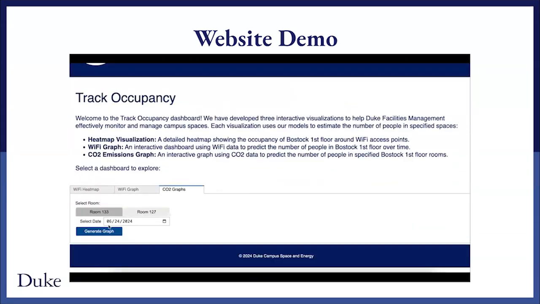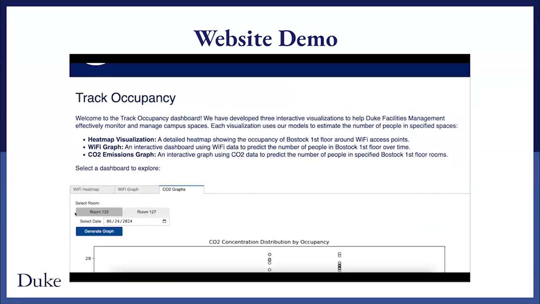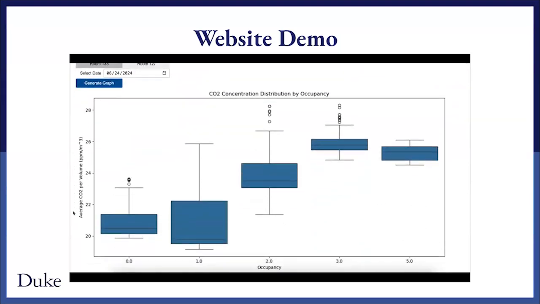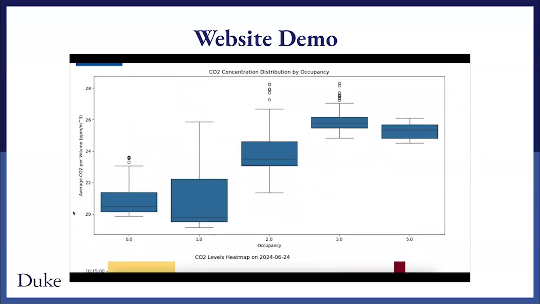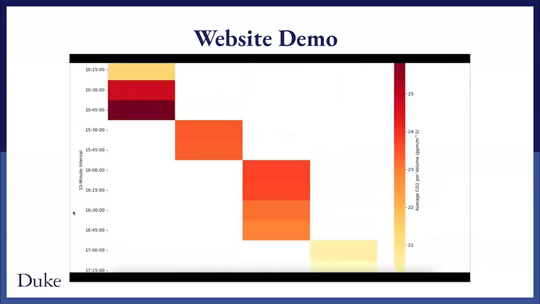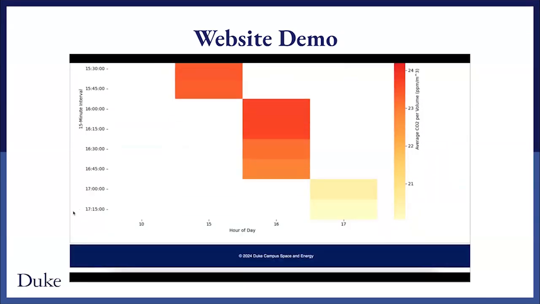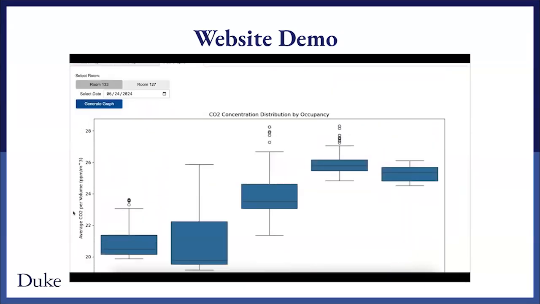And finally, we have our CO2 graphs, where you just choose the specific room number and the time, and it displays a map of the amount of people using the volume and CO2. And then it also displays a heat map of the CO2 in parts per million.